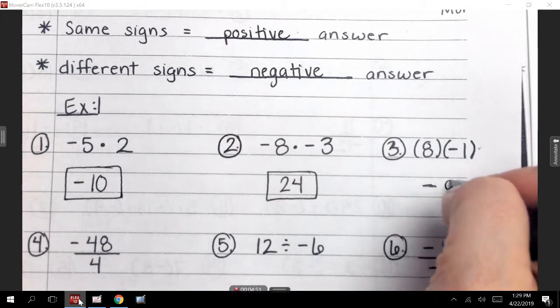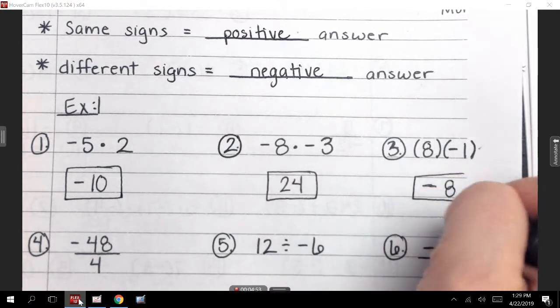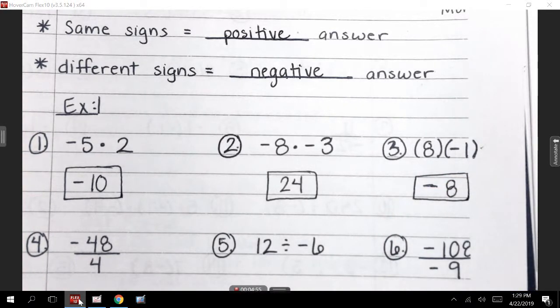8. So do you see how you look at it to decide if it's positive or negative first, and then you multiply or divide? For adding and subtracting, we would pick our sign at the end. For multiplying and dividing, we pick it at the beginning. Okay? All right.